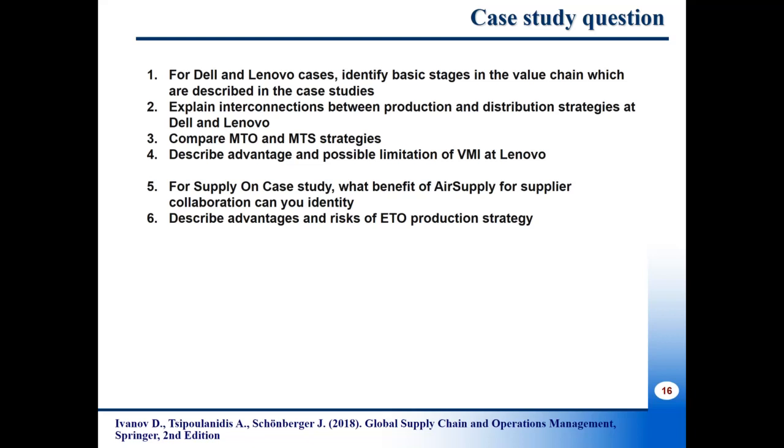Fifth, for the supply chain case study. Now we go back to our latest case study. What benefit of air supply for supplier collaboration can you identify? And finally, describe advantages and risks of the ETO production strategy.